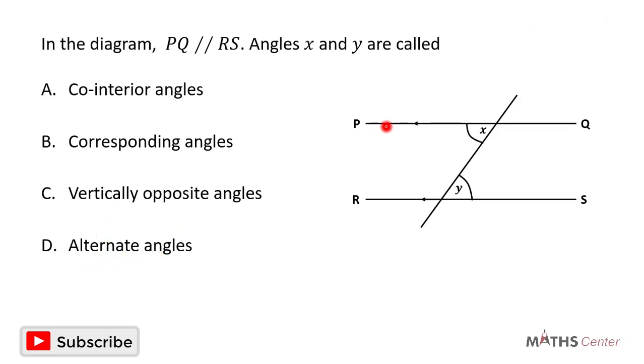When you have two parallel lines like the one we have here and a transversal crossing it, then the angle formed at X and the angle formed at Y are known as alternate angles. So here the correct option is option D, alternate angles. Angle X and angle Y are called alternate angles.